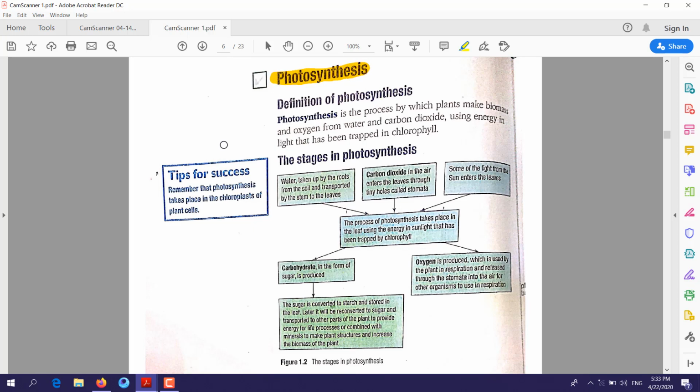Before we start, you should be able to give a simple definition for photosynthesis. In general, photosynthesis means the process by which plants make their own food. A definition with more details: photosynthesis is the process by which plants make food and oxygen from water and carbon dioxide using energy in light that has been trapped in chlorophyll. You can give this definition or the one I mentioned before.